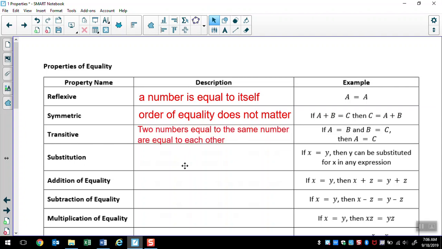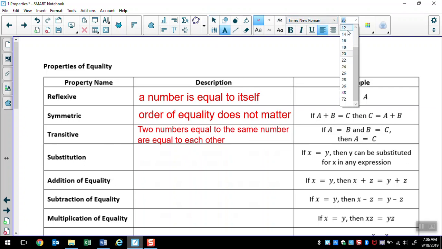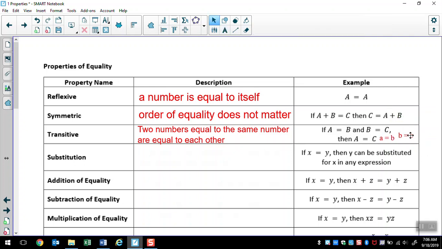Transitive. Two numbers equal to the same number are equal to each other. I like to think of transitive as cutting out the middleman. So here's what I sometimes do when I'm looking at these. If I've got A equals B, and then I've got B equals C, I can take those and kind of do that overlap.